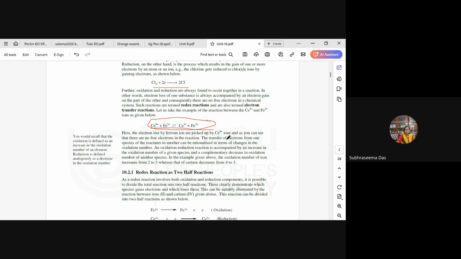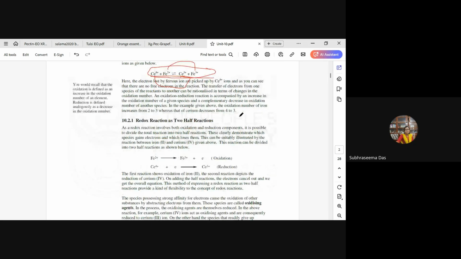So in this equation, the oxidation number of Fe increases from 2 to 3. Here it was 2 plus, whereas on the product side it is 3 plus. But the oxidation number of cerium decreases from Ce4 plus to Ce3 plus. So here it is what we call an electron transfer reaction, and we can also see there is a change in the oxidation number of both the species.